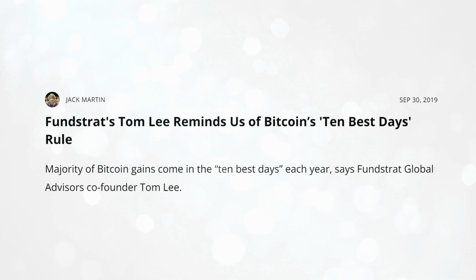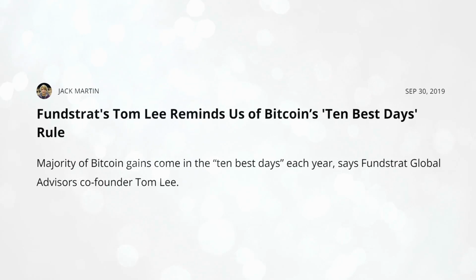There's actually been studies about this, on how Bitcoin or ETH gets the vast majority of its gains in like 10 days out of the year. But for the rest of the 355 days, it's largely sideways. I mean, you know this from experience, right?